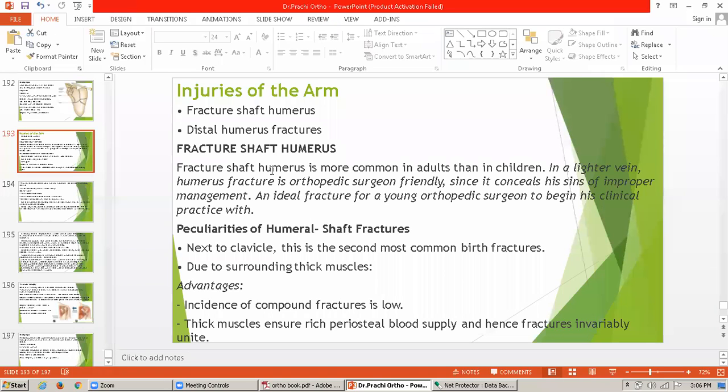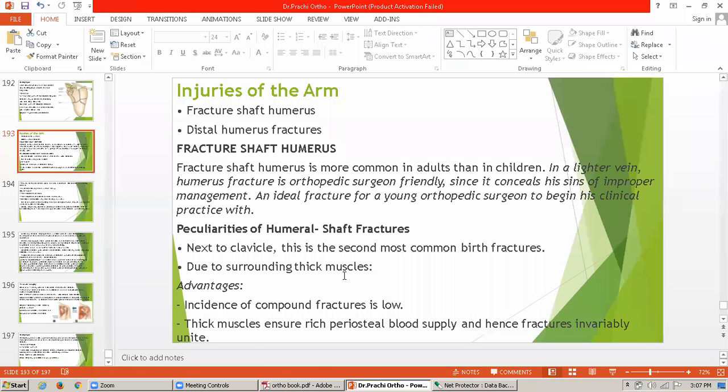The fracture shaft humerus is more common in adults than in children. The peculiarity of the humeral shaft fracture is that it is next to the clavicle, so this is the second most common birth fracture. So remember, first is the clavicle and second is the humeral fracture.